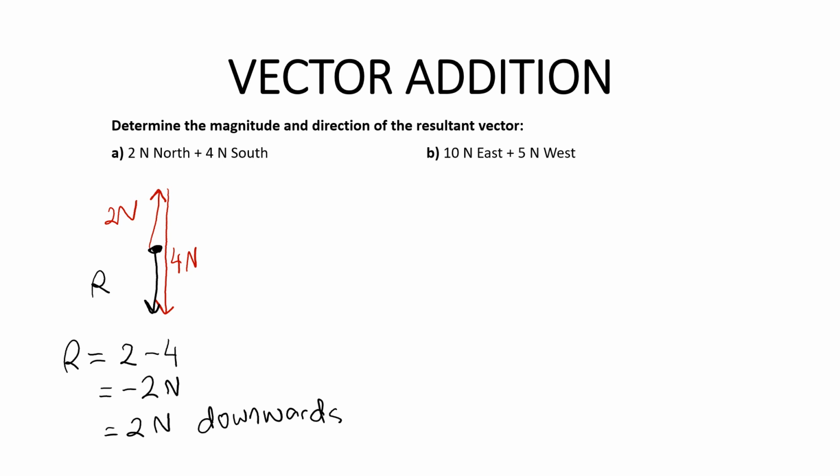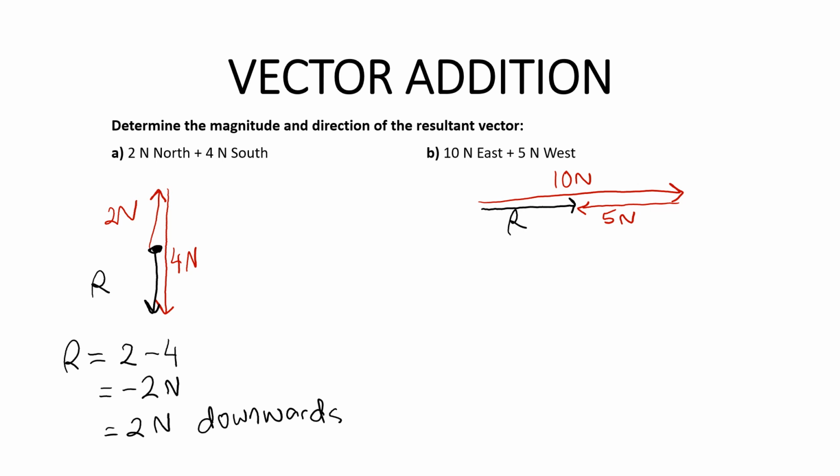If we look at example B, we have 10 newtons east plus 5 newtons west. So we have 10 newtons east and then 5 newtons west. As we can see, we connect the two vectors from head to tail. And the resultant is from the start to the end. The resultant is from the starting point to the end point. So this is our resultant. And we can see from the vector diagram that this resultant is equal to 5 newtons.